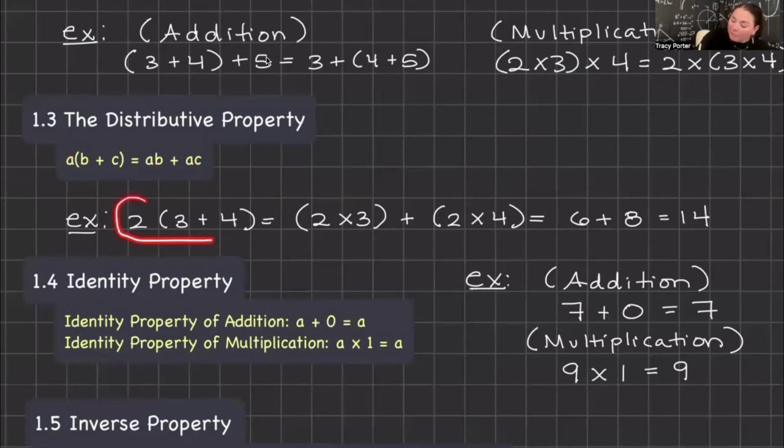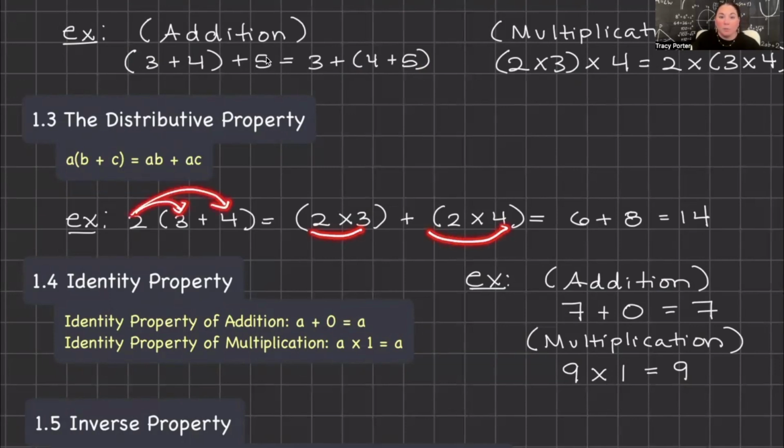In an example, you could have 2 times the sum of 3 plus 4. So we're going to have 2 times 3 plus 2 times 4. We distribute the 2 to both of those terms, and then we get 6 plus 8. And so your answer here is 14. So that's the distributive property in a specific example.